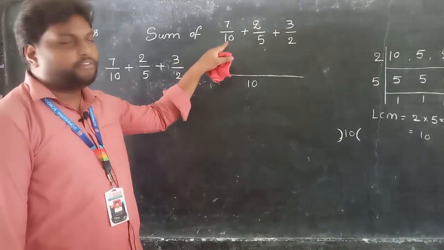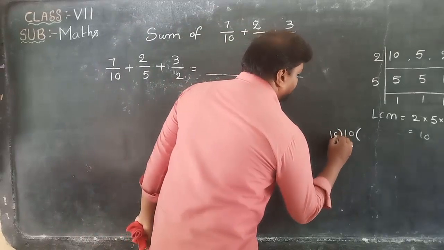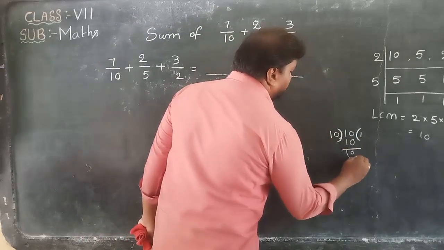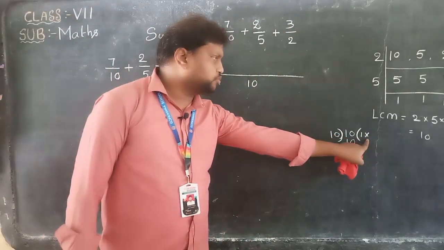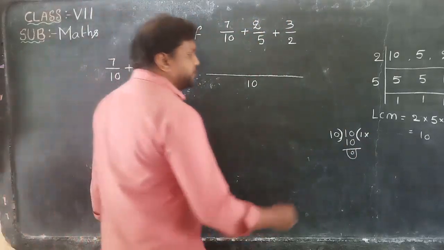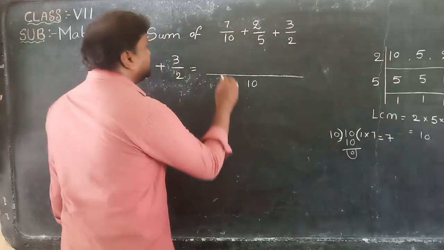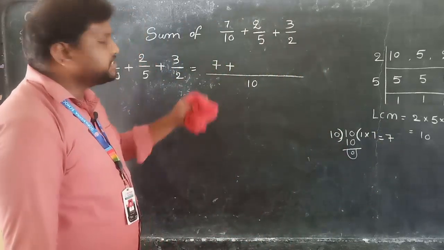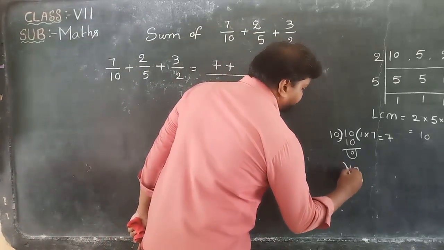What is the denominator value? 10. 10 1s are 10, remainder 0. This quotient value should again be multiplied with the numerator. The numerator value is 7. 1 7s are 7, so 7 we write here, plus. What is the symbol in the middle? Plus.